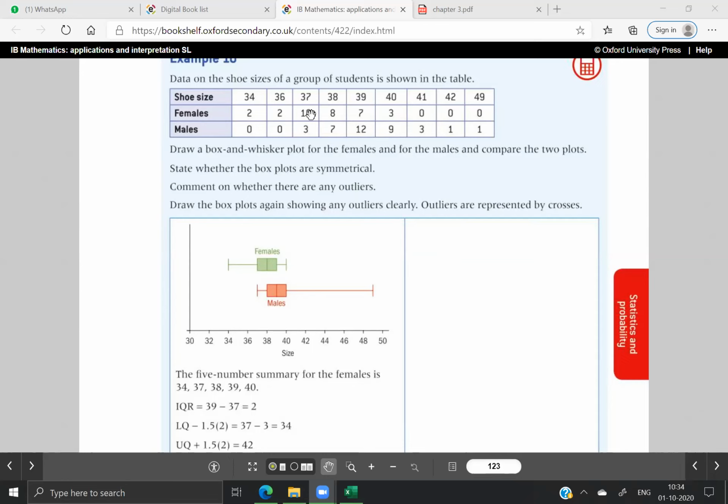And then when you put this in your GDC, you will get the lower quartile. I believe they must have got around 37 or something, and the upper quartile, I think, 39 in the GDC. And the median is here 38. So these are the five values which are required, where 34 is the lowest.